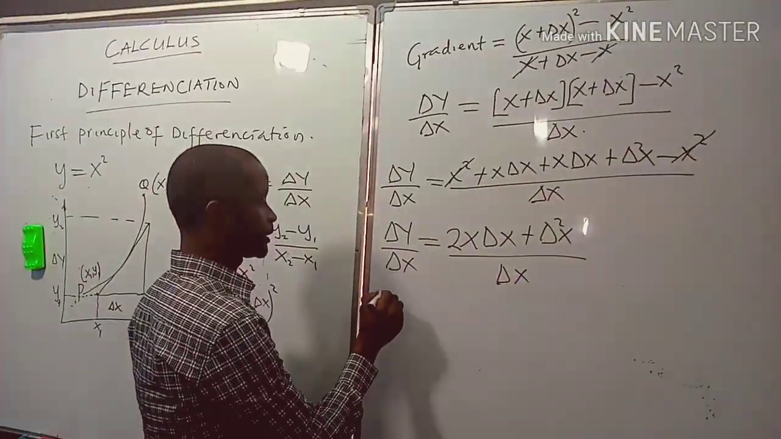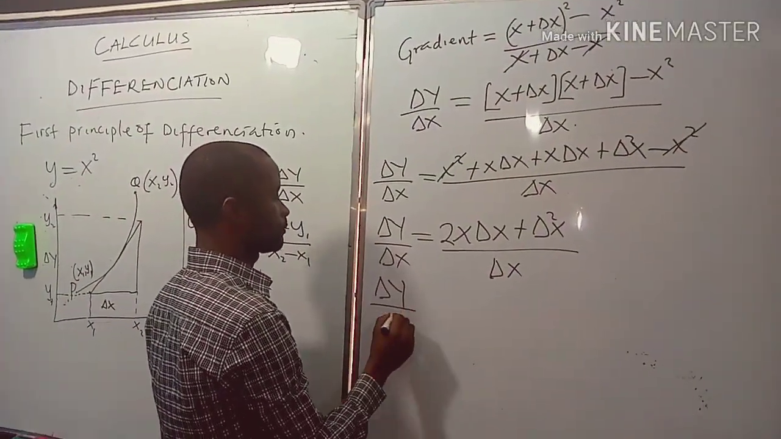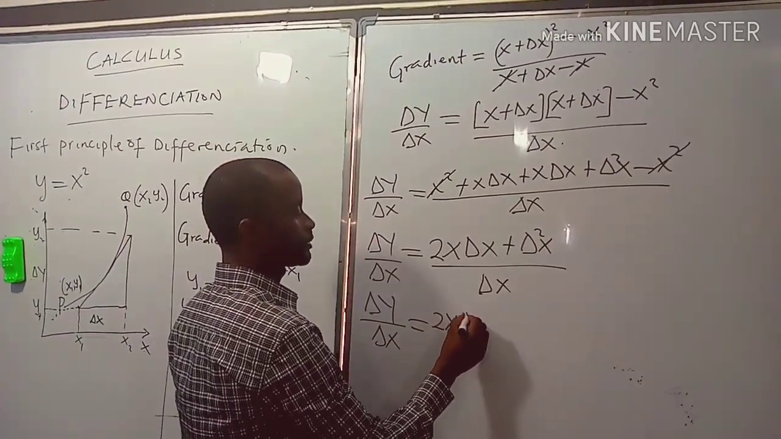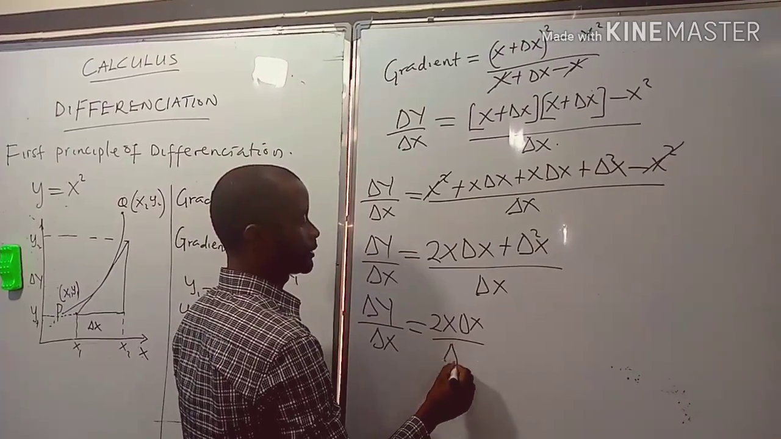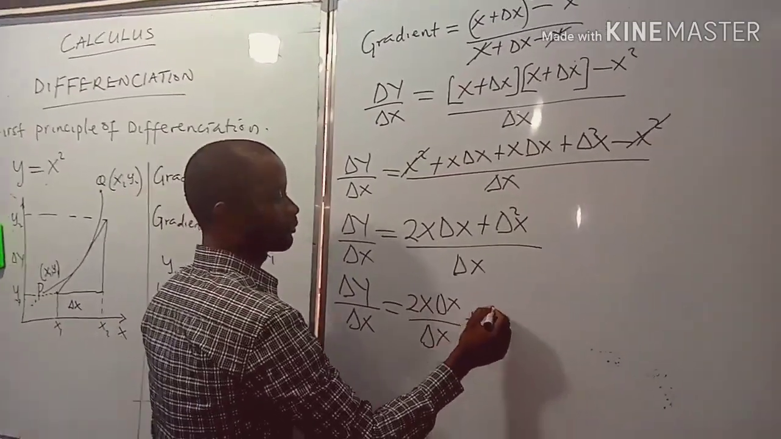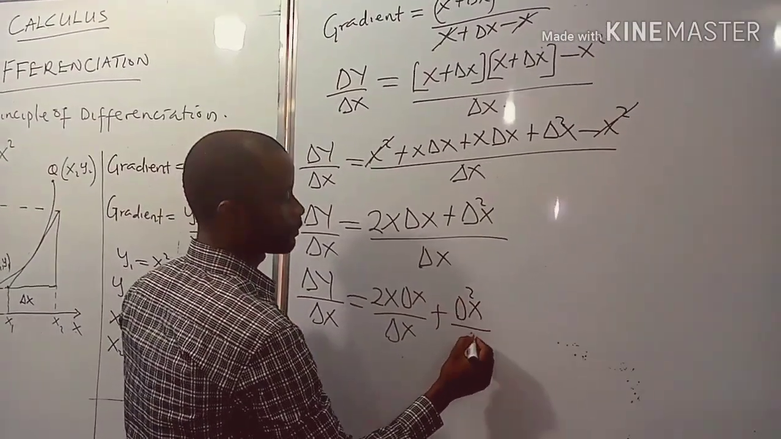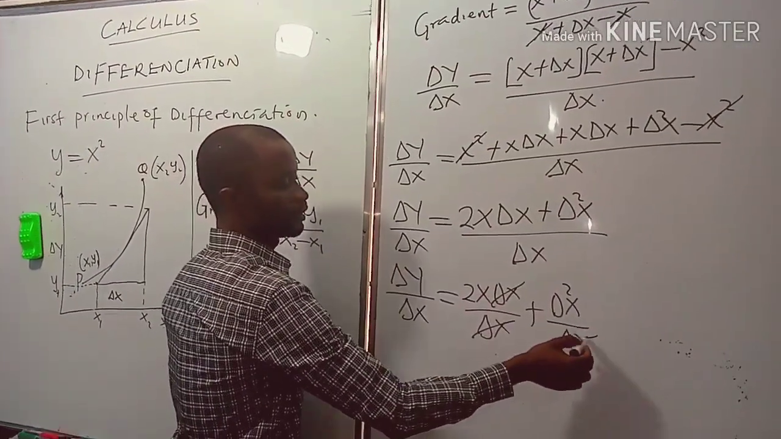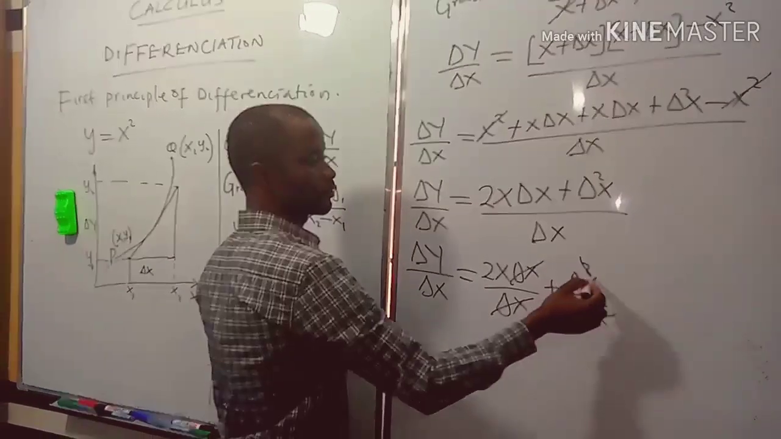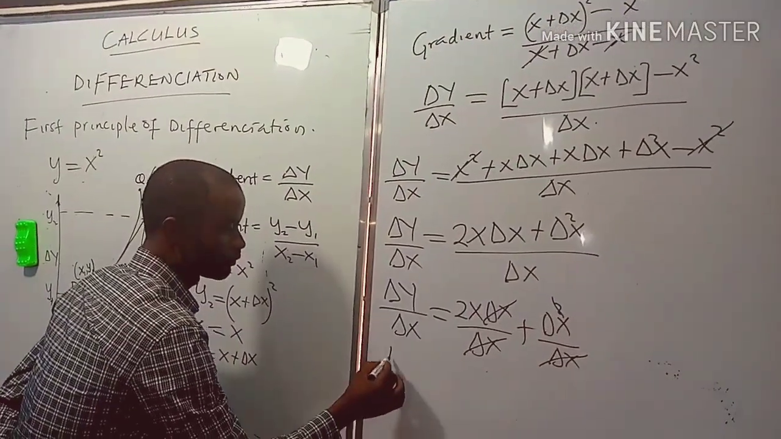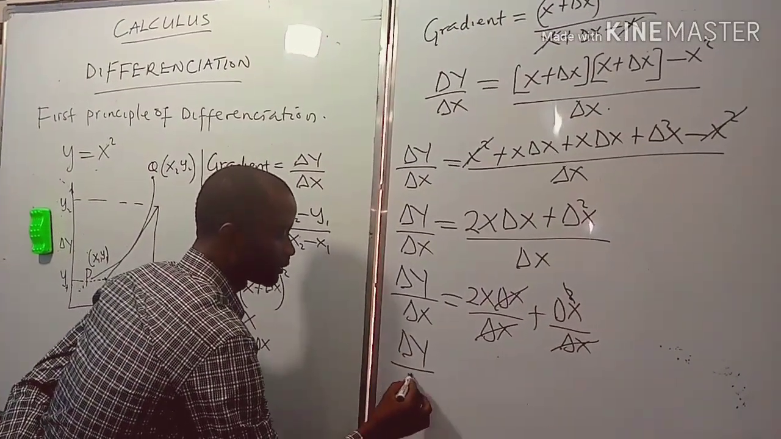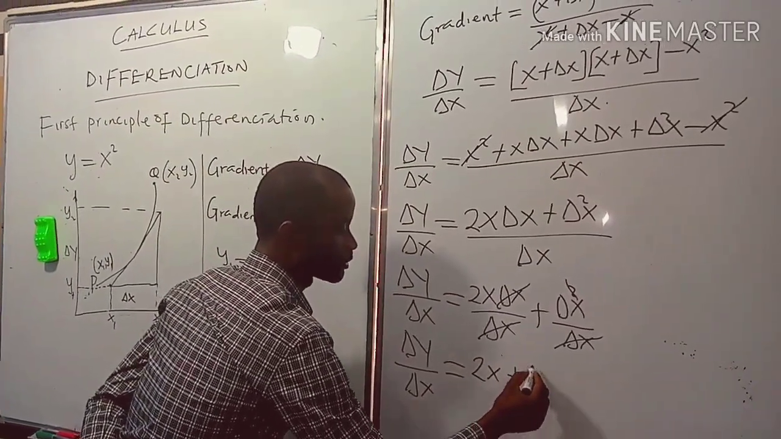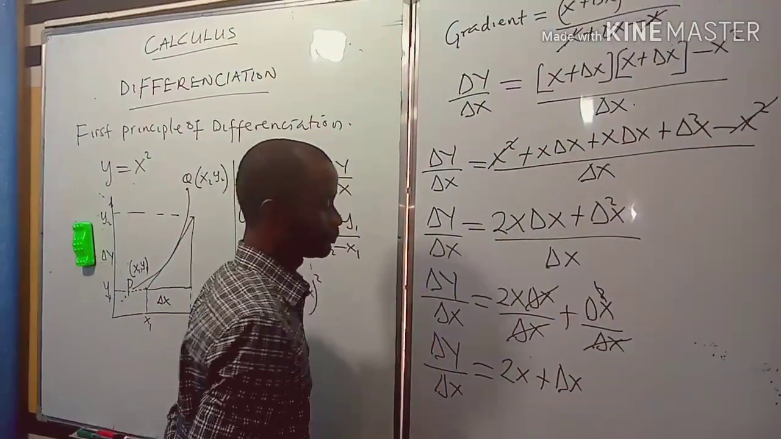When you break the division line, you have delta y over delta x equal to 2x delta x over delta x plus delta x square all over delta x. Because this one will go with this. This delta x will cancel this square. At the end of the day, we have delta y over delta x equal to 2x plus delta x.